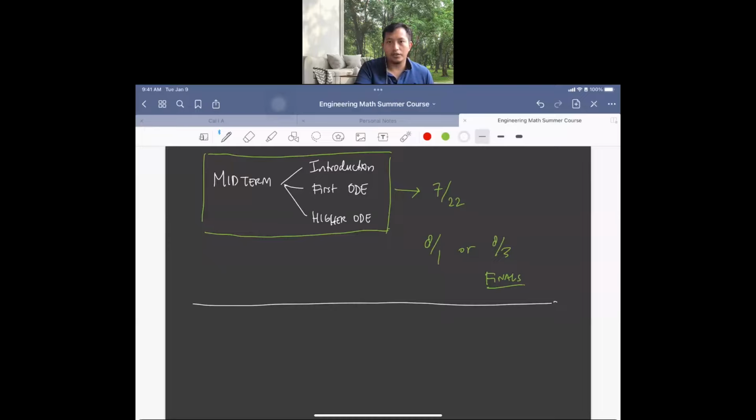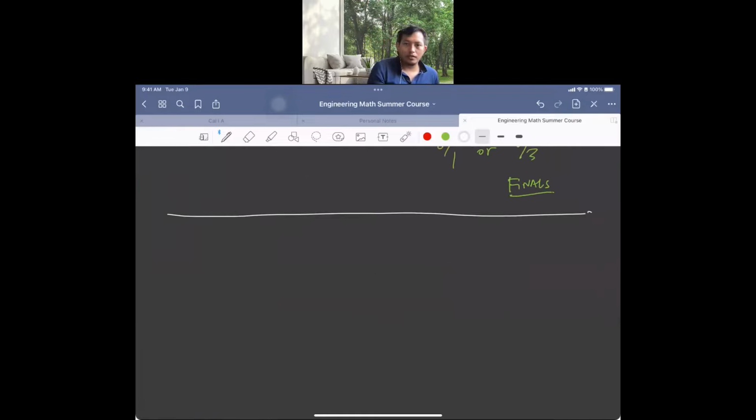Okay, I think we can continue, and we will continue from the undetermined coefficients. Let me give you more examples, and then we can have some conclusions. Another example: solve the y double prime.